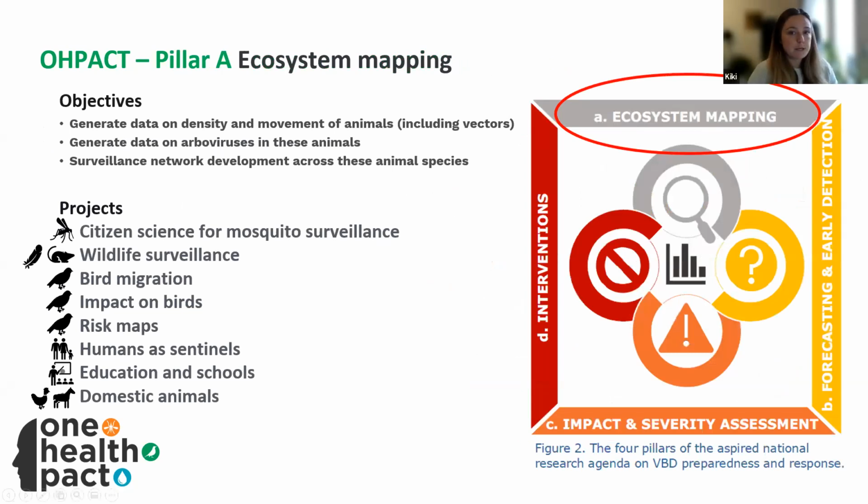Our consortium is built up in 4 pillars, and personally, I'm in pillar A. The pillars are ecosystem mapping, forecasting and early detection, impact and severity assessment, and interventions. The focus of the pillar that I'm in is to generate data on density and movement of animals and vectors, generate data on arbovirus circulation in these animals, and work on surveillance networks across these animal species.